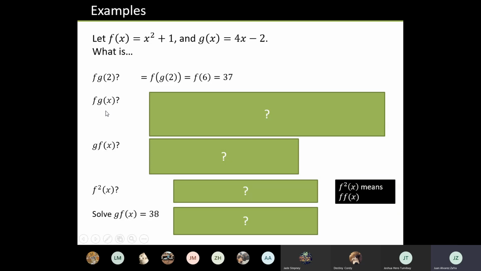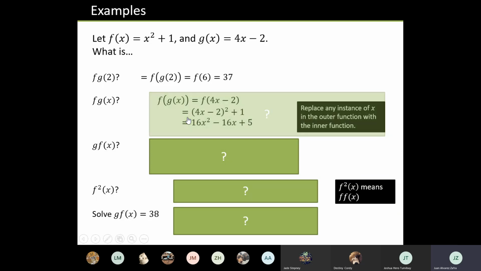What's f of g of x in general? Now we do the same thing, but with the formulas. So g takes x to 4x minus 2. This is where you've got to be careful, because rather than thinking of f of x equals x squared plus 1, think of it as f of input equals input squared plus 1. So if the input is 4x minus 2, you're going to get 4x minus 2 all squared plus 1. If you then multiply that out, you'll get this as well. What about gf of x?